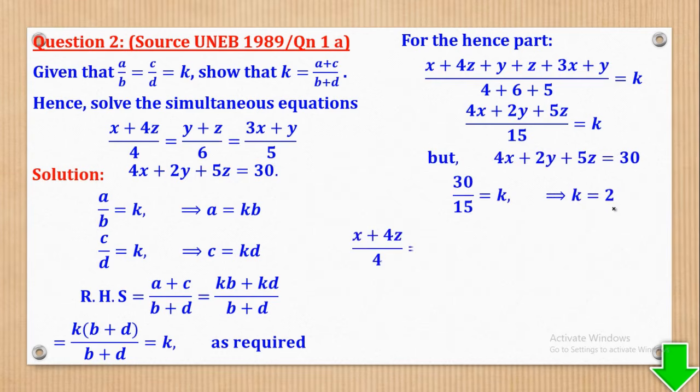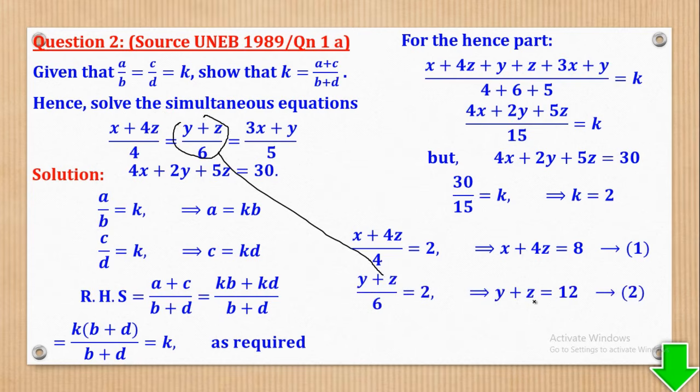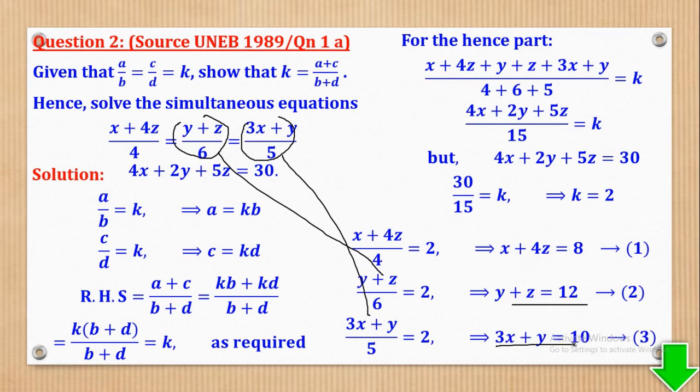So now that you have got K equal to 2, it implies that you can come and do them independently. Say this one equal to K. So when this one is equal to K, that is equal to 2, implying that x plus z is equal to 8. Then also when this one is equated to K, which is 2, you'll come up with that. Therefore that is equation 2. Then also this one equated to K, you'll come up with this, which gives you equation 3.